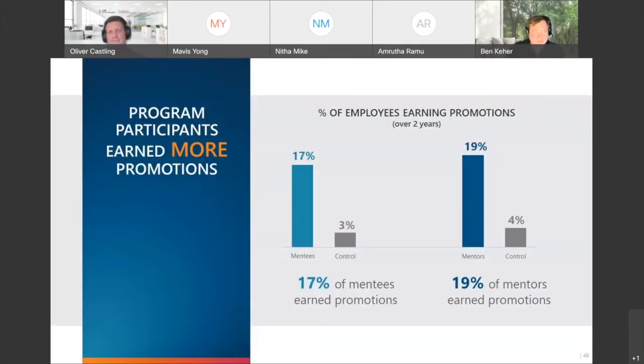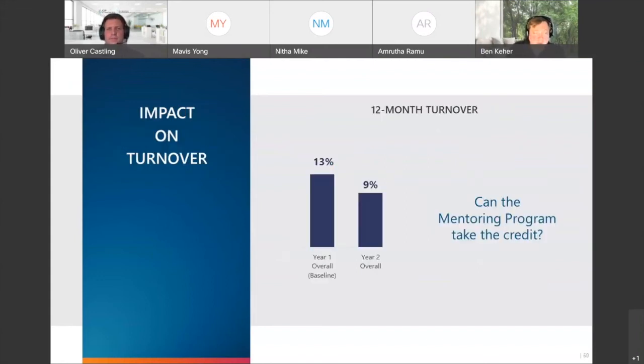So it rolled out. Here were some of the results. Program participants earned more promotions, right? You've got the control group, which was those who didn't attend the training, and those who did. So 17% of mentees earned promotion, 3% control. 19% of mentors earned promotion, 4% of control. Impact on turnover. 13% was year ones. That was before we deployed the program, and 9%.